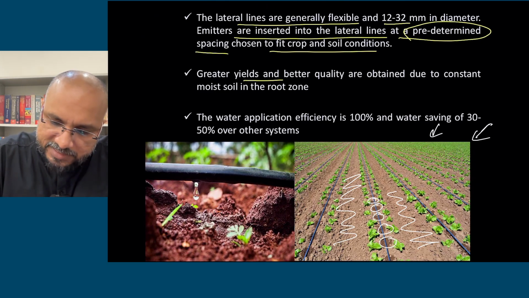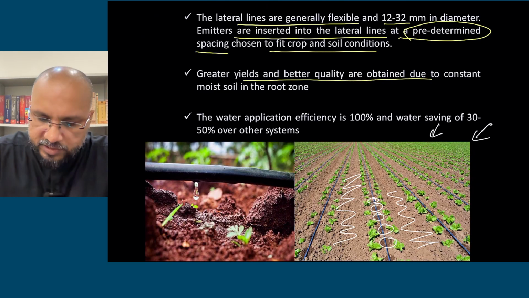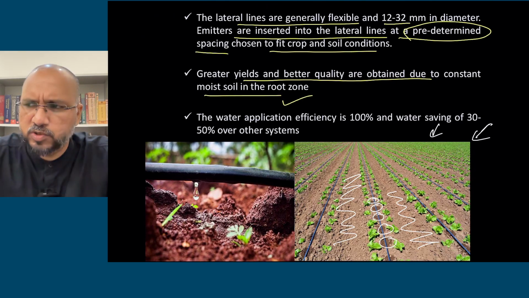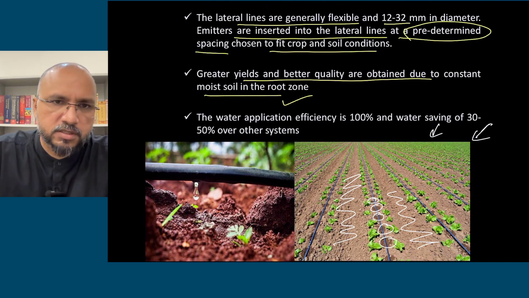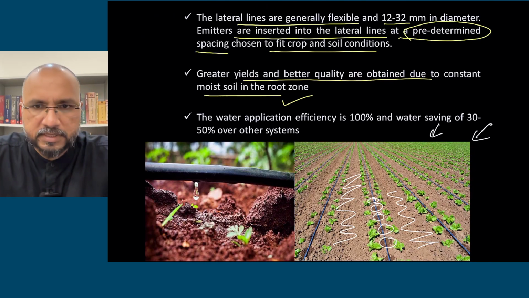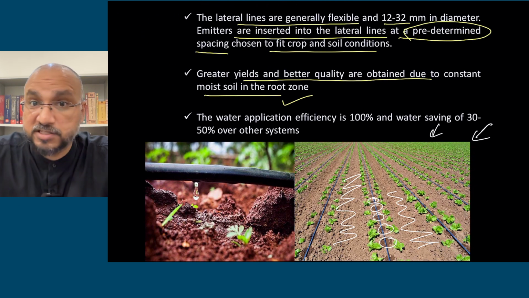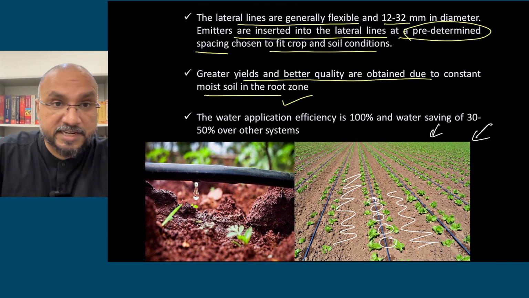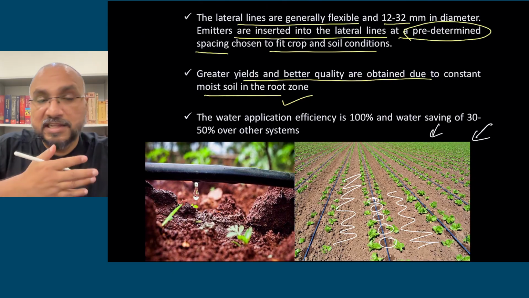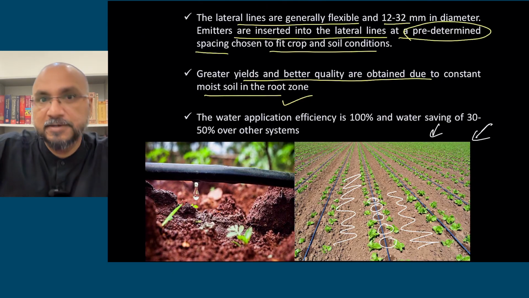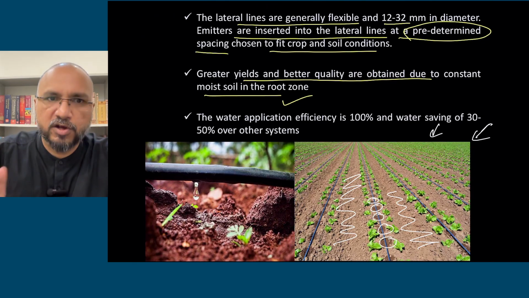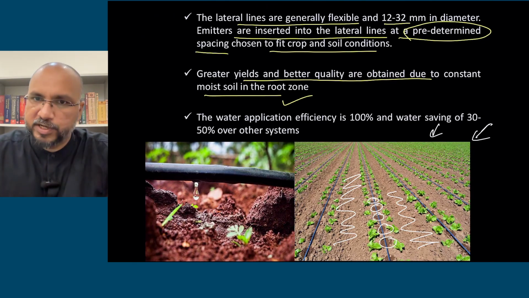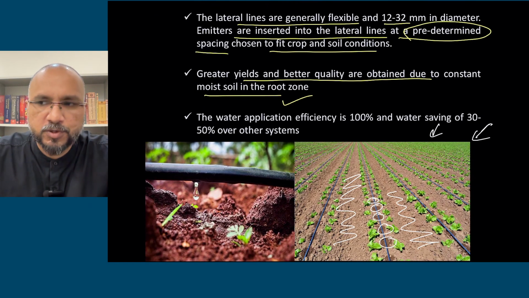So greater yields, better quality are obtained due to constant moist soil in the root zone. So कभी भी water का deficiency नहीं होता है, so you can just by switching it on, the entire field will be irrigated. Water loss नहीं होता है, जैसे तुम्हारा surface irrigation method था, so through the channel the water will be flowing, you will open the bunds and the entire field will be irrigated. तो वहां पर evaporation losses, channel में जब flow हो रहा है तो percolation losses होगा, seepage होगा, so वहां पर water application efficiency will be very low.